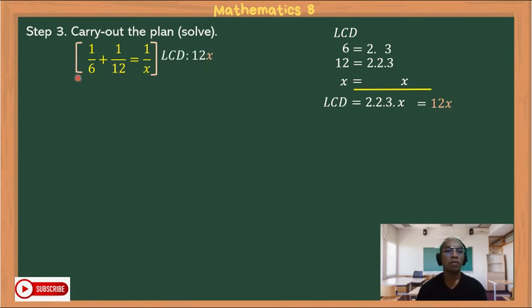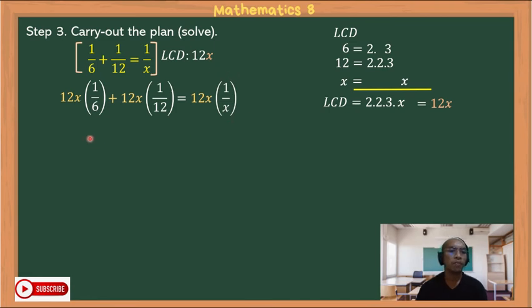So we have to multiply both sides of the equation by 12X. So 12X times 1 over 6 plus 12X times 1 over 12 is equal to 12X times 1 over X. 12 and 6 have a common factor, which is 6, so remove the common factor. 12 divided by 6 would be 2. Then 12 and 12 are also common, so we can cancel them out because their quotient is equal to 1. Then X and X are also common. So multiply what is left. 2X times 1 is 2X. Then X times 1 is X.